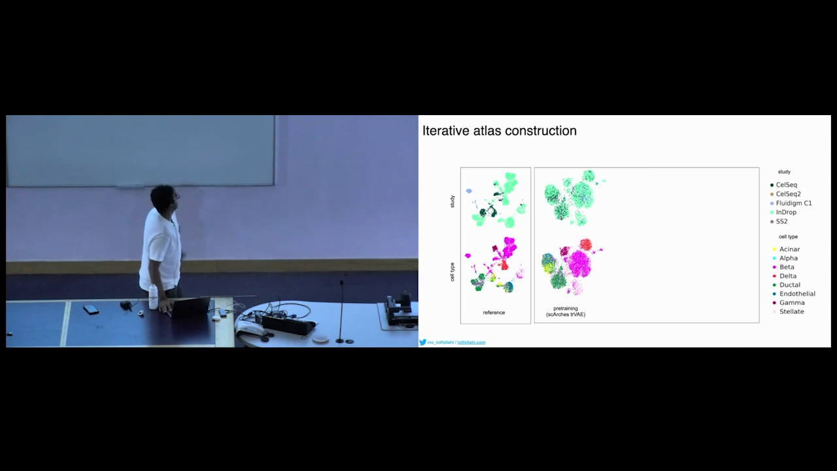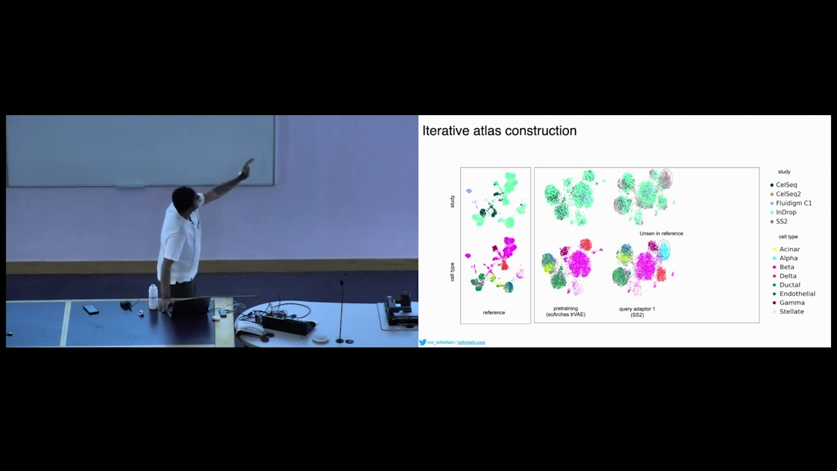So we also showed that it works with other methods. This is the first part: the pre-trained model on the reference. Now we added a query data set. The query data set is CellSeq2, and what you see is the Pancreas Atlas. CellSeq2 is a completely different technology compared to the Droplet or SmartSeq technologies where the reference was built based on.